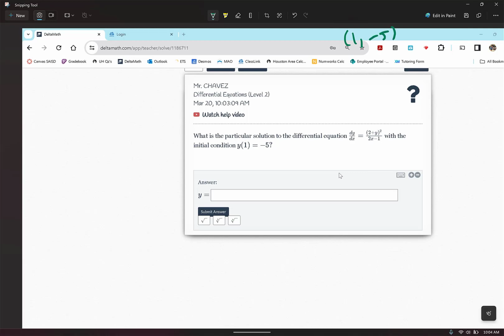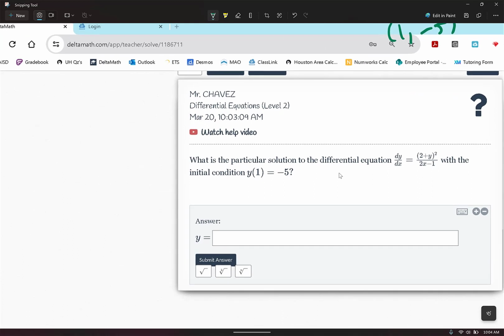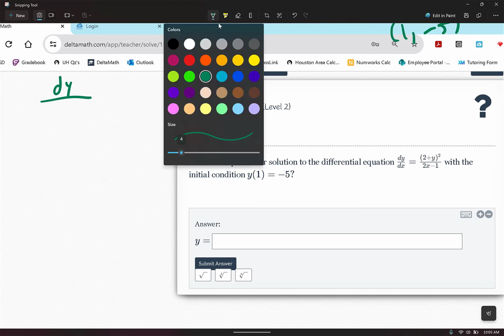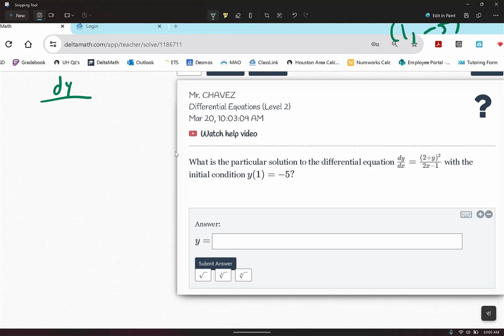All right, guys, focus. So the y's with the y's, the (2 + y) squared, is going to stay that way. So here we go. I'm going to write it like this. dy over (2 + y) squared equals, I guess I'm going to write it dx over (2x - 1). I'll rewrite it.